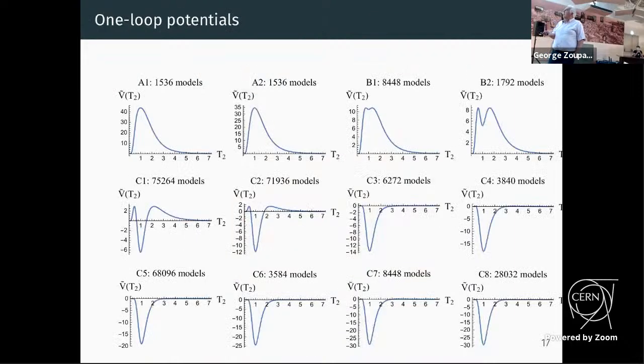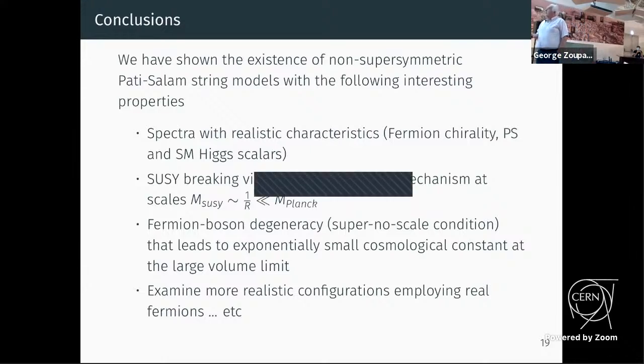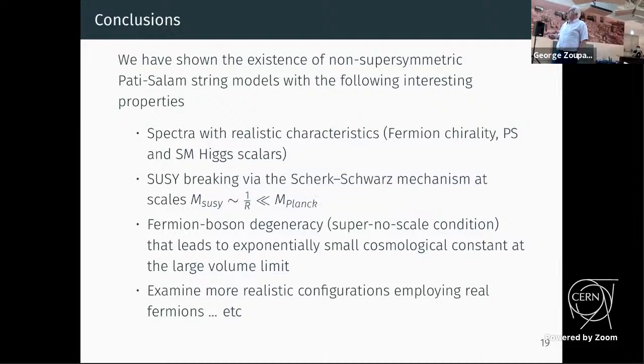And so let me give my conclusions. We have shown the existence of non-supersymmetric Pati-Salam string models with the following properties. Spectra with realistic characteristics. They have fermion chirality, Pati-Salam and standard model Higgs scalars. They have SUSY breaking via the Scherk-Schwarz mechanism at scales which could be much lower than the Planck scale. They have fermion-boson degeneracy, which is the so-called supertrace scale condition, that leads to exponentially small cosmological constants at large volume.